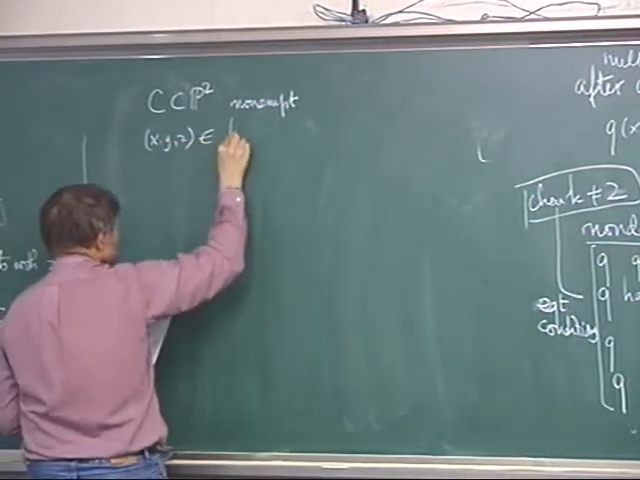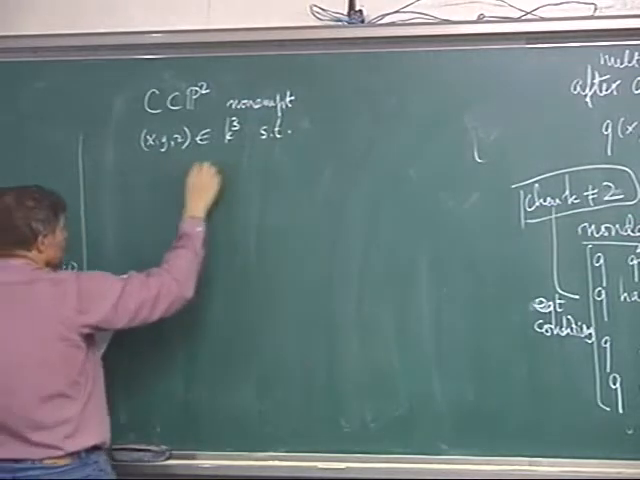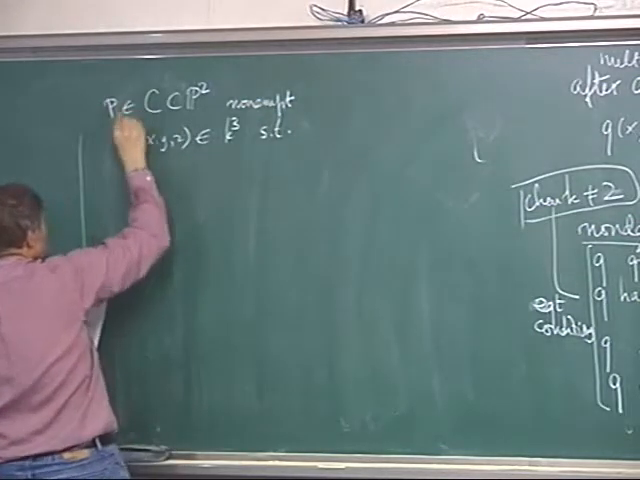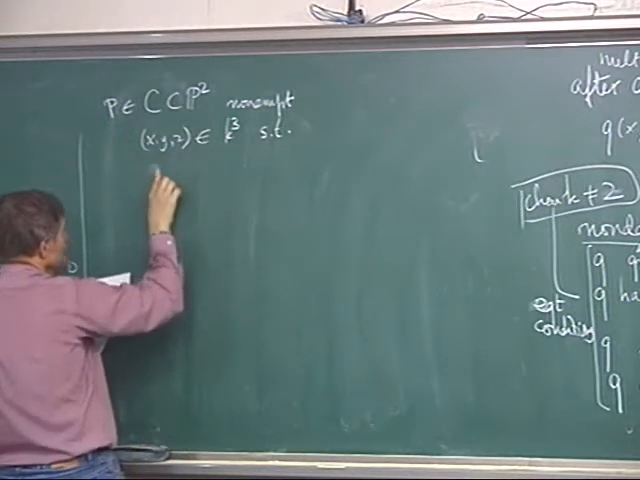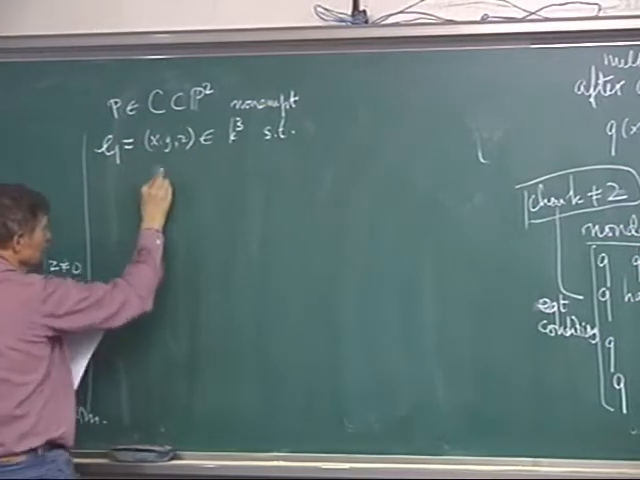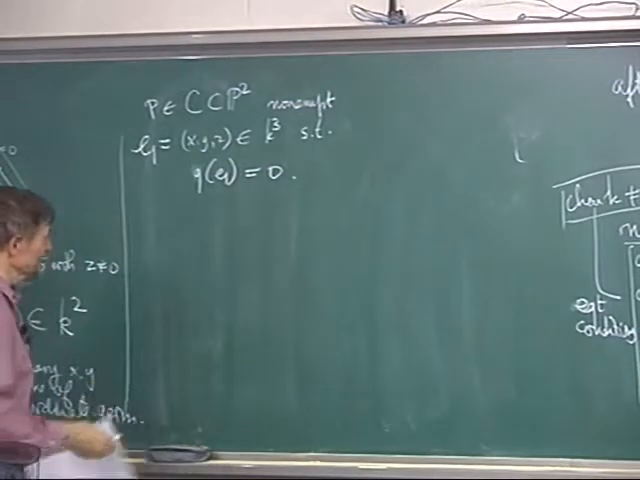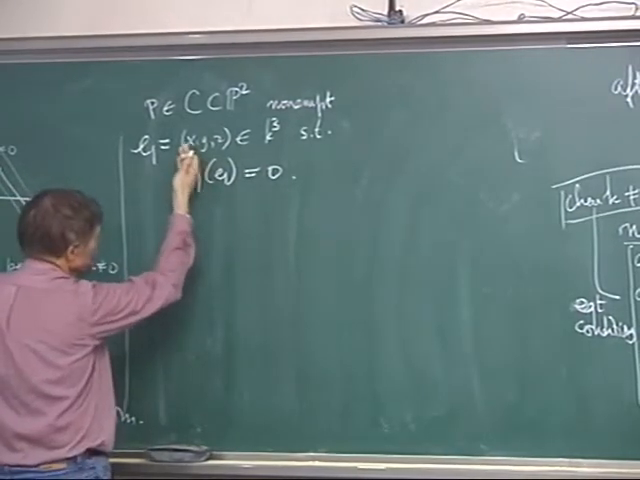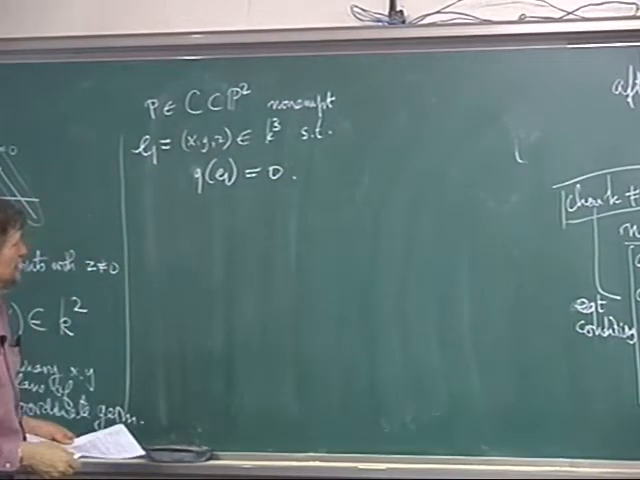in K3 such that, so if I find P in there, I can assume that such that Q, let me call this one E1, right? Such that Q evaluated on E1 is 0. This is exactly what it means to say that the point x, y, z is in the curve C. Yes?